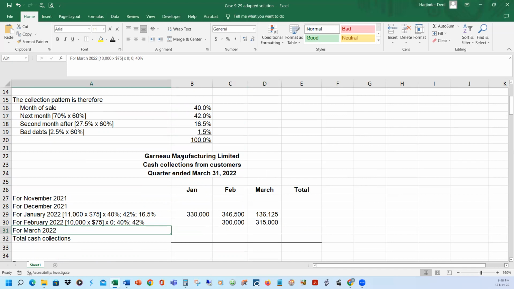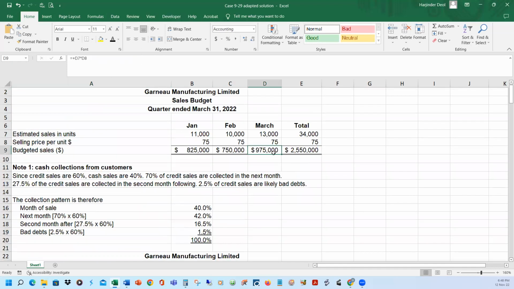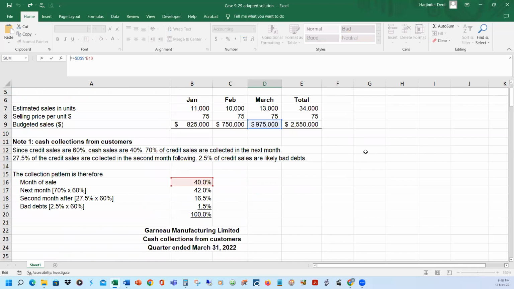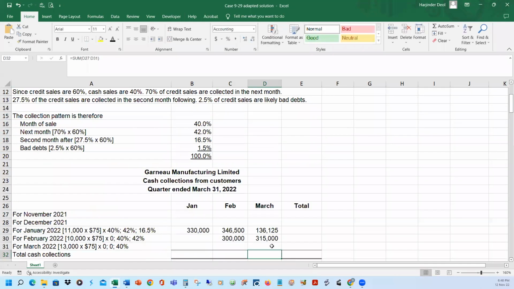For March, similarly, 40% of the sales in March, 975,000, will get collected in the month of March itself. So 40% of 975,000, that's $390,000.